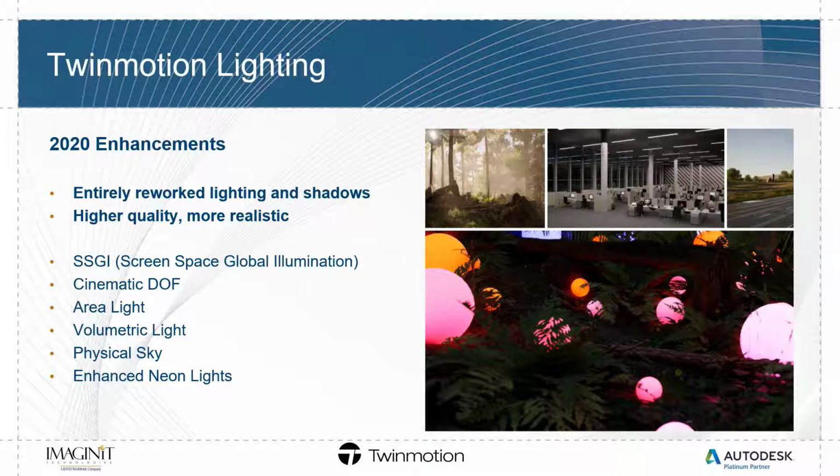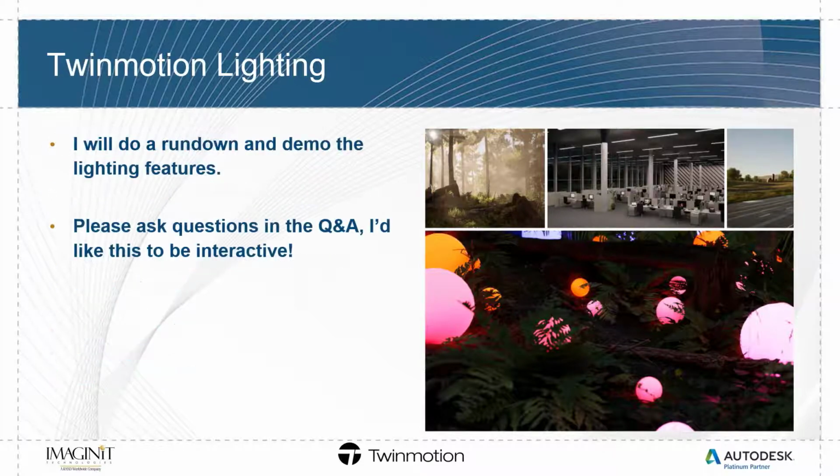And the specific topics that I'm going to talk about today and these key features that are available in Twinmotion are SSGI, so screen space global illumination, so we can see that in real time, cinematic depth of field, area lights, volumetric lights with shadows, the physical sky, and just some of the enhancements there, and then neon lights, which we can kind of see on the right side in this image. There are some neon lights as an example.